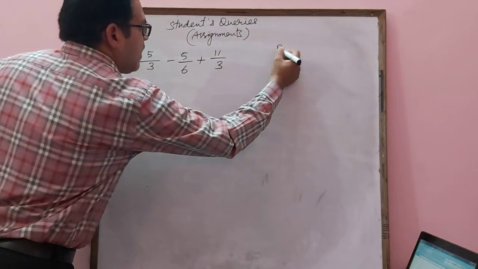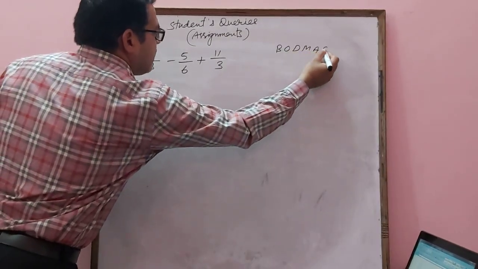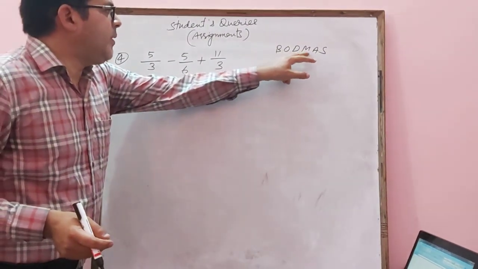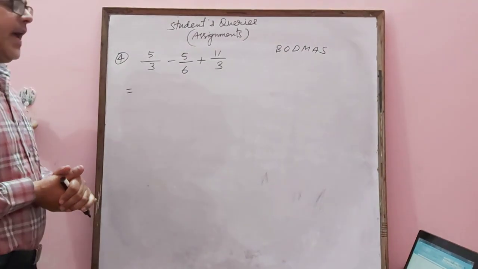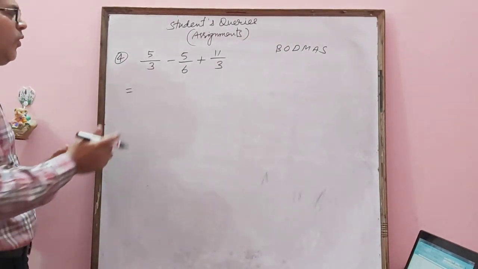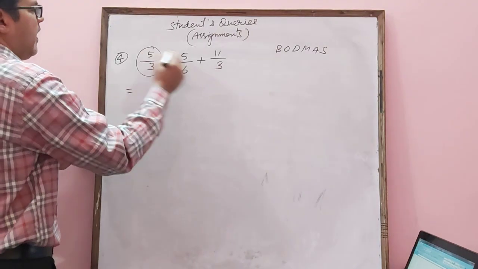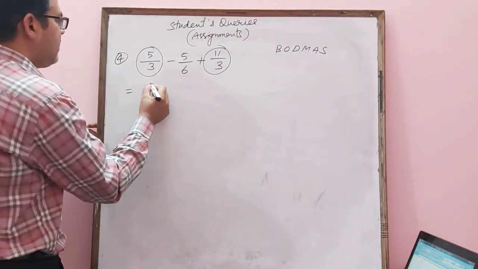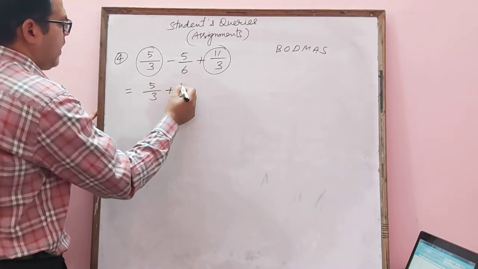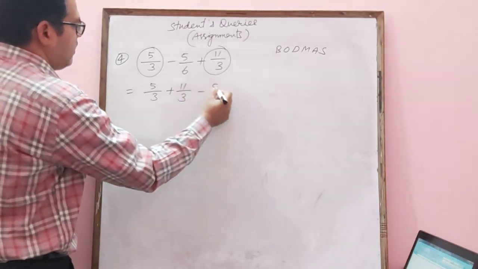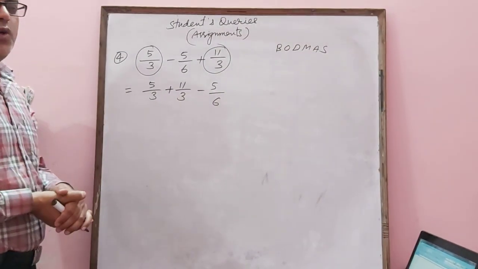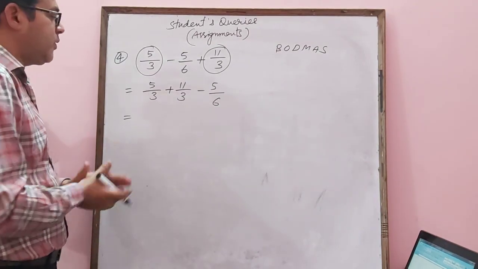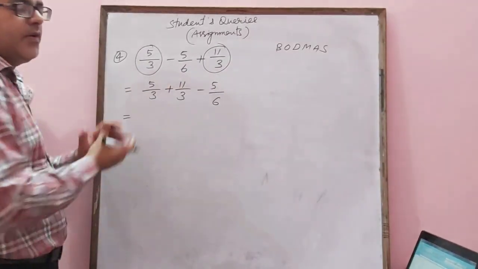First you check what BODMAS rule says. Bracket of division, multiplication, addition. So we can add first. So you can see here this fraction and this fraction. These are positive fractions. Means they have positive sign. So we can write them together like this. Hope you understand. Now as per rule of BODMAS, we can add first.